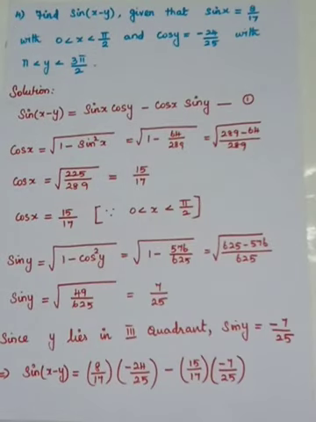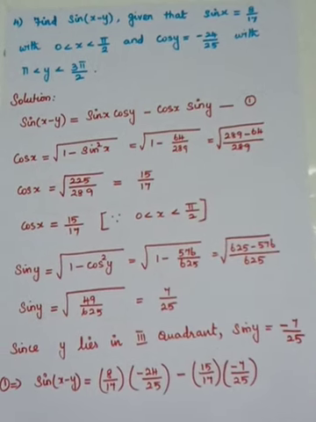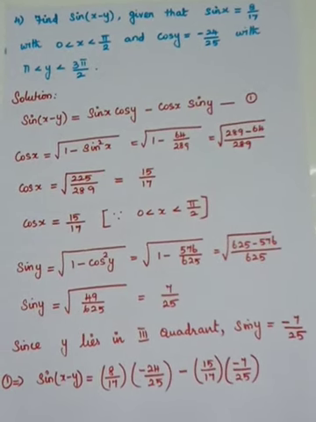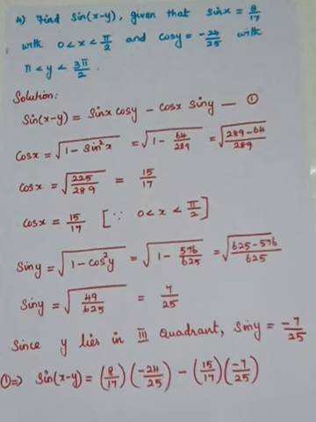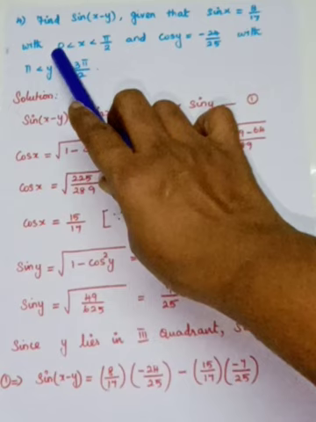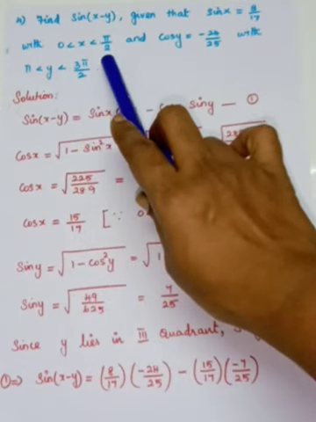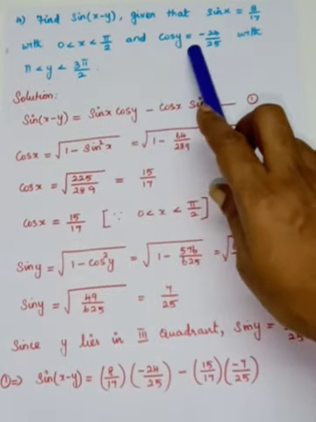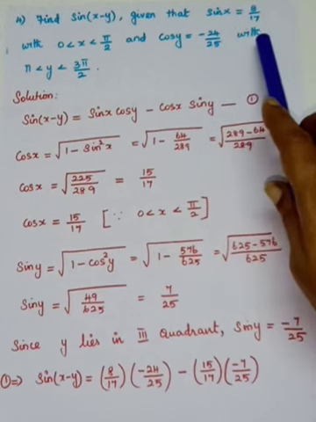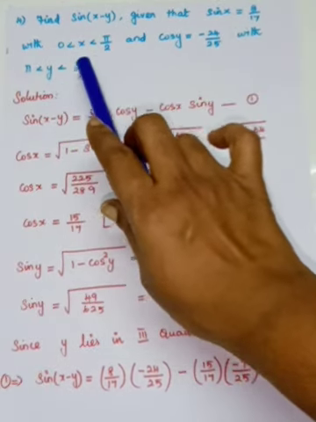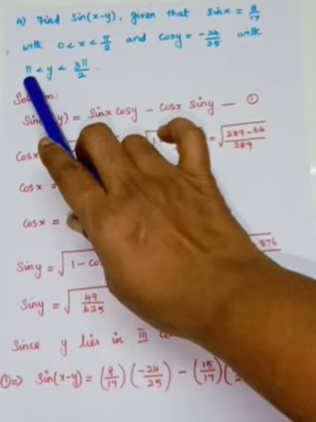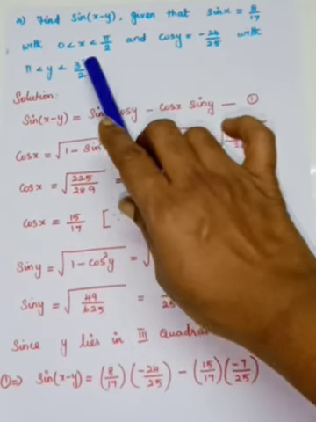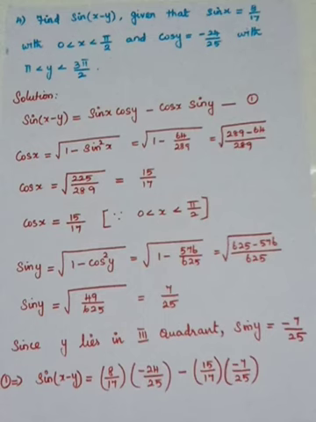What is that? Fourth one. Find sine of x minus y, given that sine x is equal to 8 by 17 and x varies from 0 to pi by 2. So x lies in the first quadrant. And cos y is equal to minus 24 by 25 with pi less than y less than 3 pi by 2. Pi is what? 180. 3 pi by 2 is what? 270. So 180 to 270, it lies in the third quadrant.